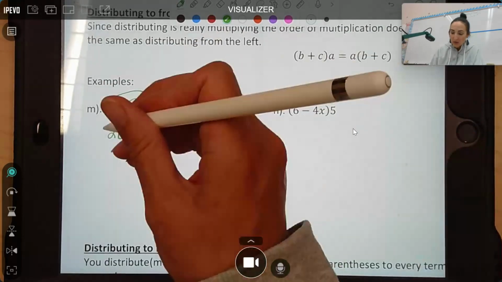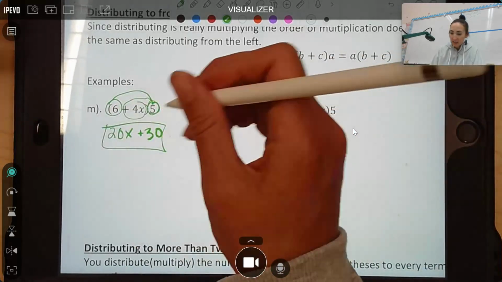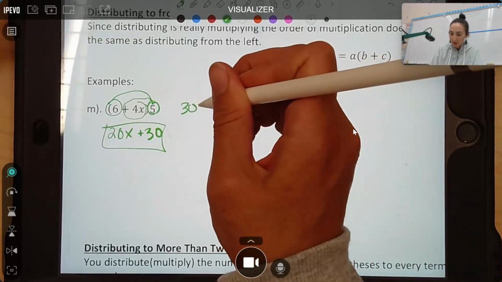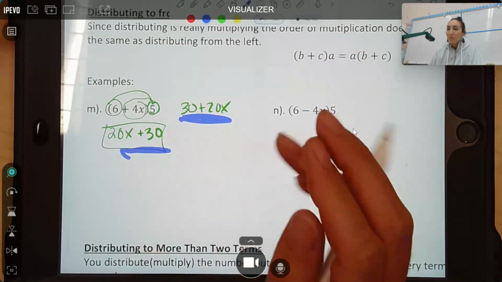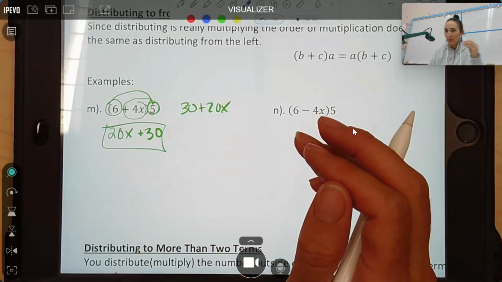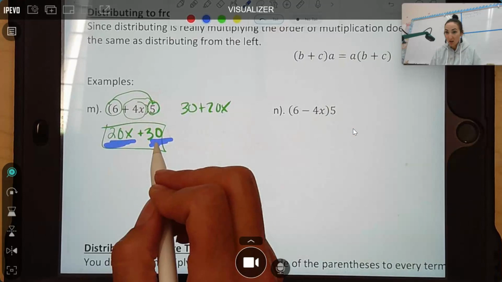Okay. Now, if I had gone about it a different way and did the 5 times 6 first, and I got 30 plus 20x, now this would be equivalent, but it's not in proper form. Proper grammar for math is we want the variable term first, then the constant.